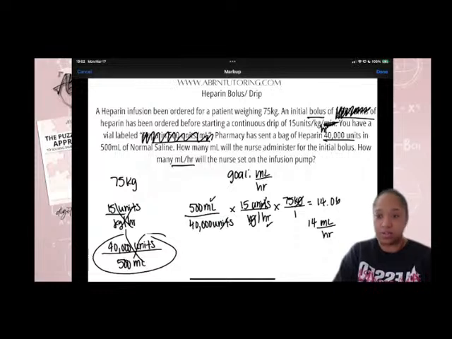This is a two-step, yes, because it's asking you two different questions. The first question is how many milliliters for the bolus, and then how many milliliters per hour will you set the pump?